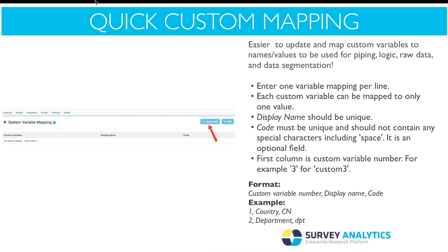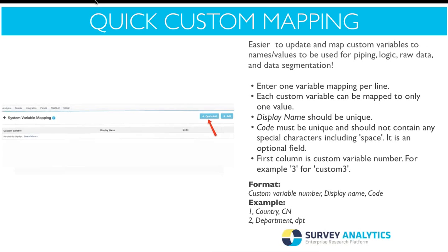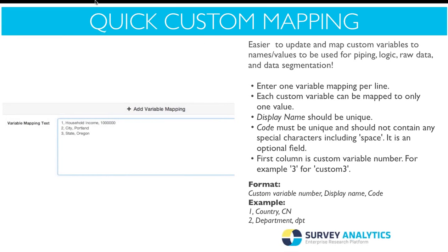So what you'll need to do is just click on the quick add, which is next to the regular add, and then enter each variable one at a time per line. Each custom variable can be mapped to only one value, and the display name should be unique, and the code must be unique and not contain any special characters, including space. And that is an optional field, like I said before.